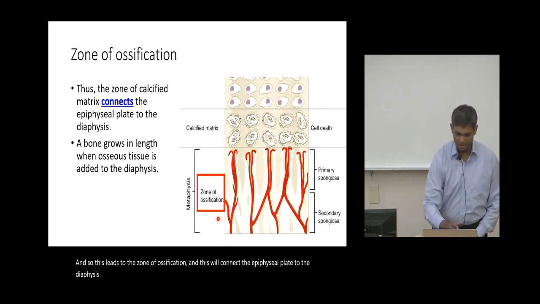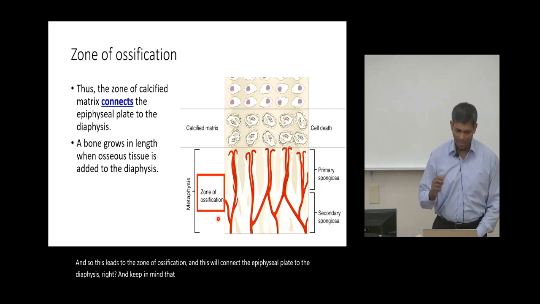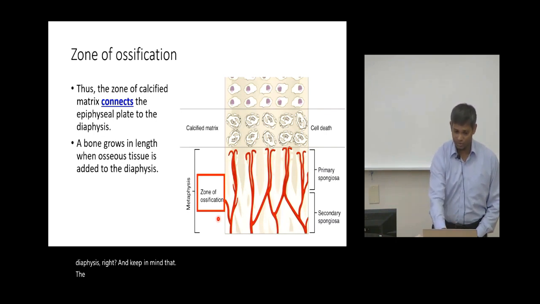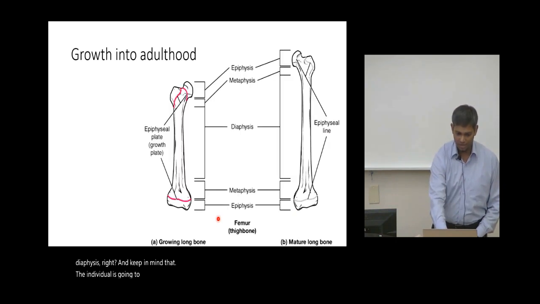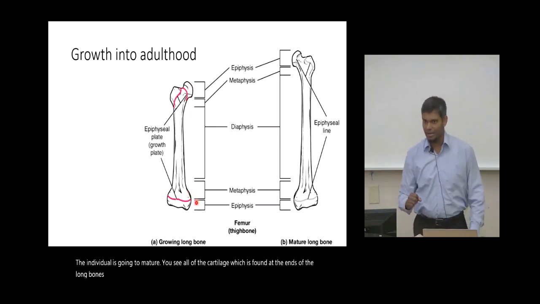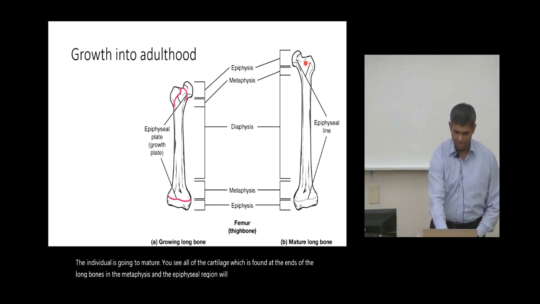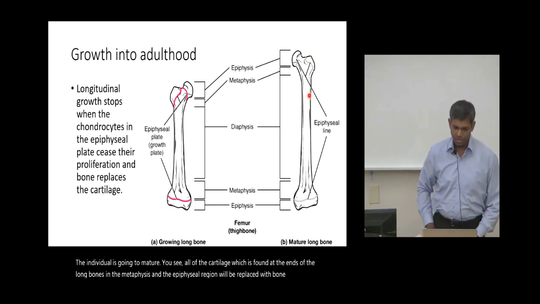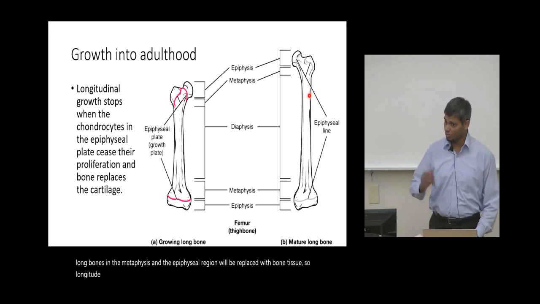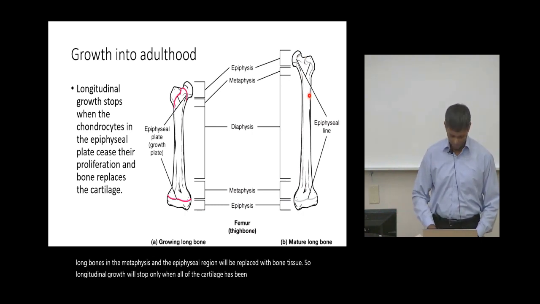Right? And keep in mind that as the individual matures, all of the cartilage which is found at the ends of the long bones in the metaphysis and the epiphyseal region will be replaced with bone tissue. So longitudinal growth will stop only when all of the cartilage has been replaced with bone tissue.